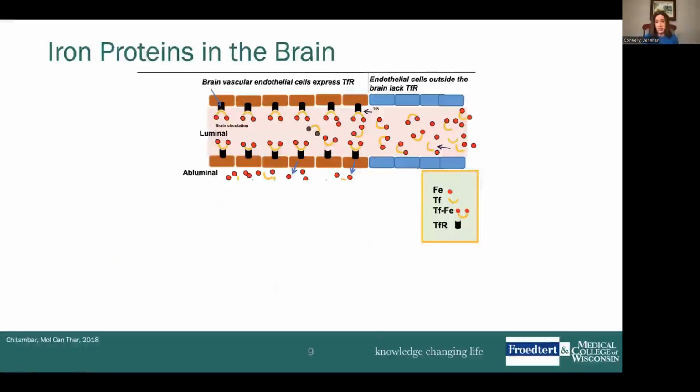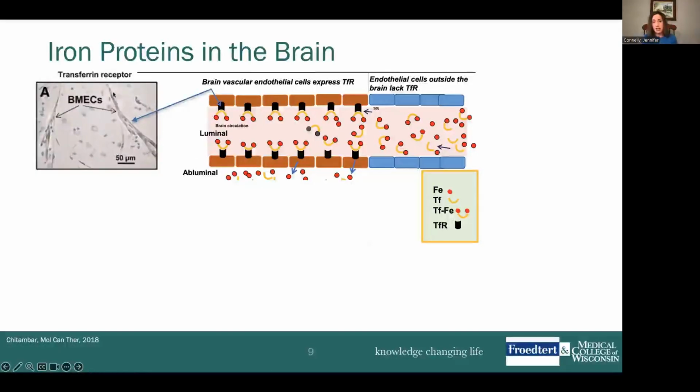Iron in the brain is also tightly regulated. And we know this because the brain vascular endothelial cells express transferrin receptors that allow the iron to go in and out. But when you look at the endothelial cells outside of the brain, they do not express that transferrin receptor. We, in our own lab, looked at that expression and confirmed that, again, transferrin receptor is upregulated or is present in those endothelial cells in the brain.